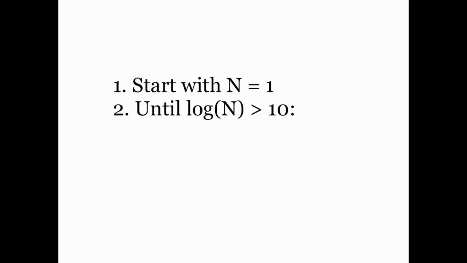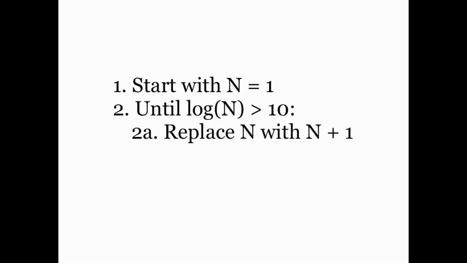Let's write a script that will find the smallest integer n such that the natural logarithm of n is greater than 10. Here's how a written algorithm for this might go. First, we're going to start by initializing n equal to 1, and then until the natural logarithm of n is bigger than 10, I'm going to replace n with n plus 1. Once I've reached that threshold, I display the n, and then I stop. That is, I want to keep adding 1 to n until the natural log of n is bigger than 10.